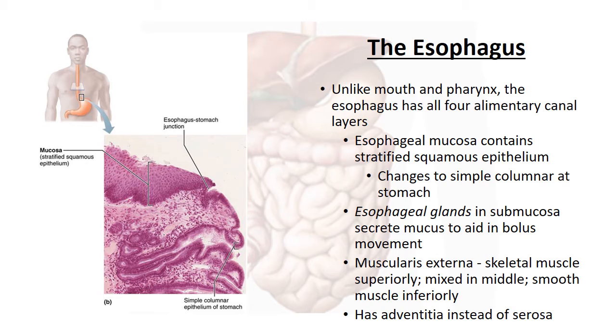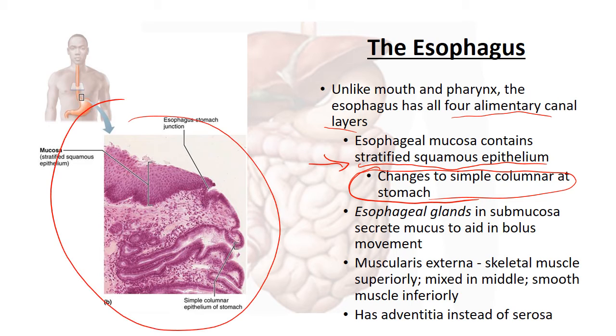The esophagus does have all four of the layers, all four tunics, okay? The esophageal mucosa, again, contains stratified squamous epithelium, right? We've got something that's abrasive, so we've got that abrasion-resistant stratified squamous. Now, here's the thing. When you go from the esophagus down into the stomach, you're going to change. So right there at that gastroesophageal junction, you're going to have the stratified squamous epithelium on top, and then you're going to have the simple columnar where it changes over to the stomach.